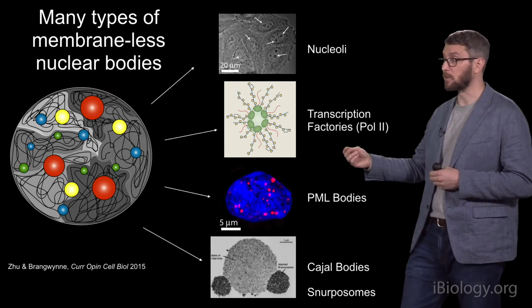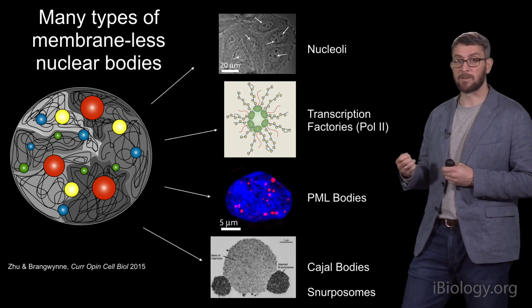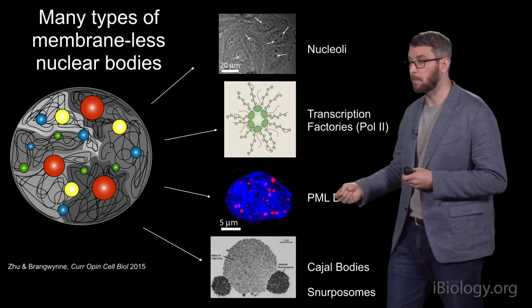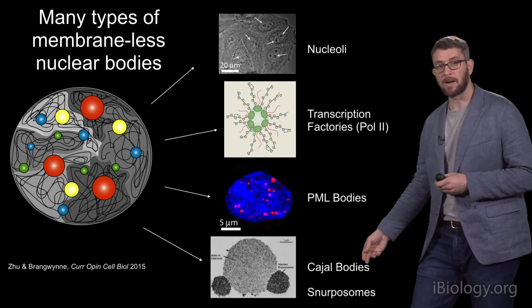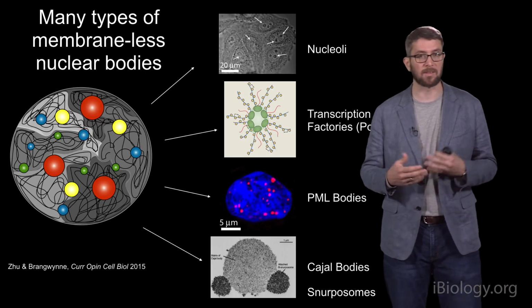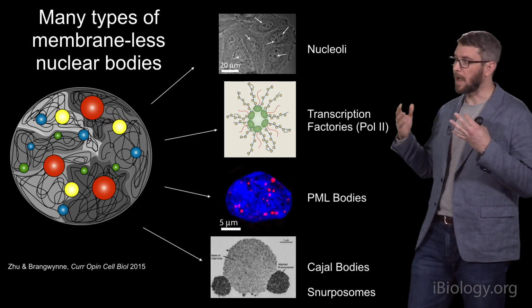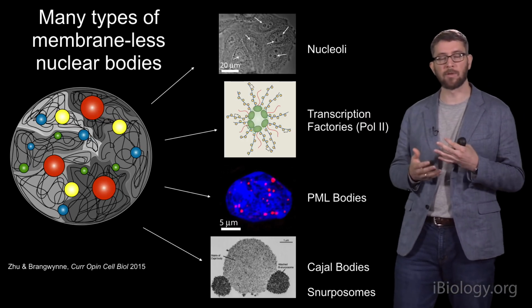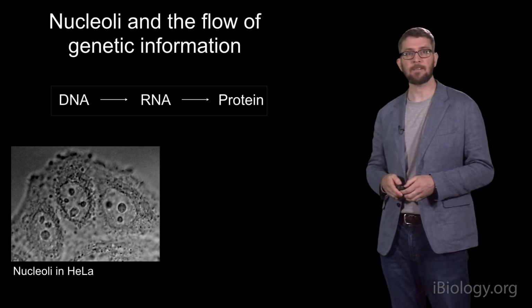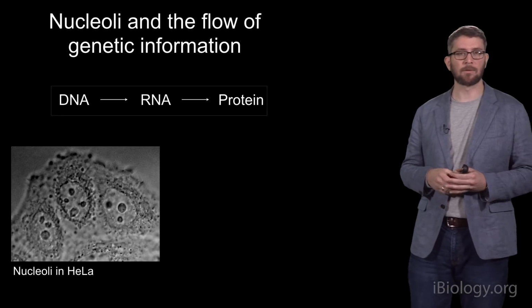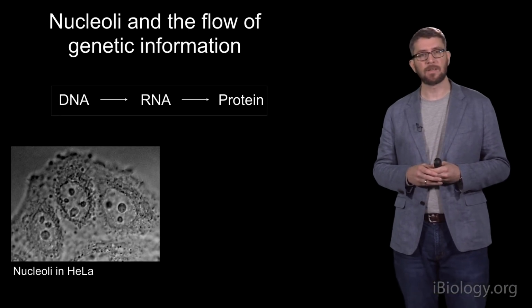Other things include these transcriptional factories that are regulating expression of individual genes, PML bodies, which are also playing roles in the flow of genetic information, or Cajal bodies and SNRPosomes involved in splicing and gene regulation. So we would like to understand how these structures form and what role they're playing in gene expression and organizing the genome. So nucleoli, or nucleolus, if the plural is nucleoli, these are really fascinating structures.